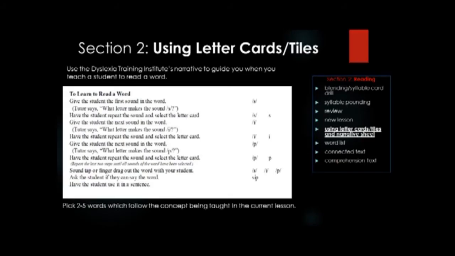We've taught the new lesson. It's time to work with the new concept. I like to think of the remainder of the reading part of the lesson as working from the ground up. So we start working at an individual grapheme and phoneme level. We're using letter cards or magnetic tiles, and we're using the narrative sheet shown here to teach a child how to read a word. Then we move on to the whole word, providing the student with single words on a list that all relate to what we taught or previously taught concepts. Then we move on to connected text, and then finally comprehension text. So it's like moving from the small to the large.